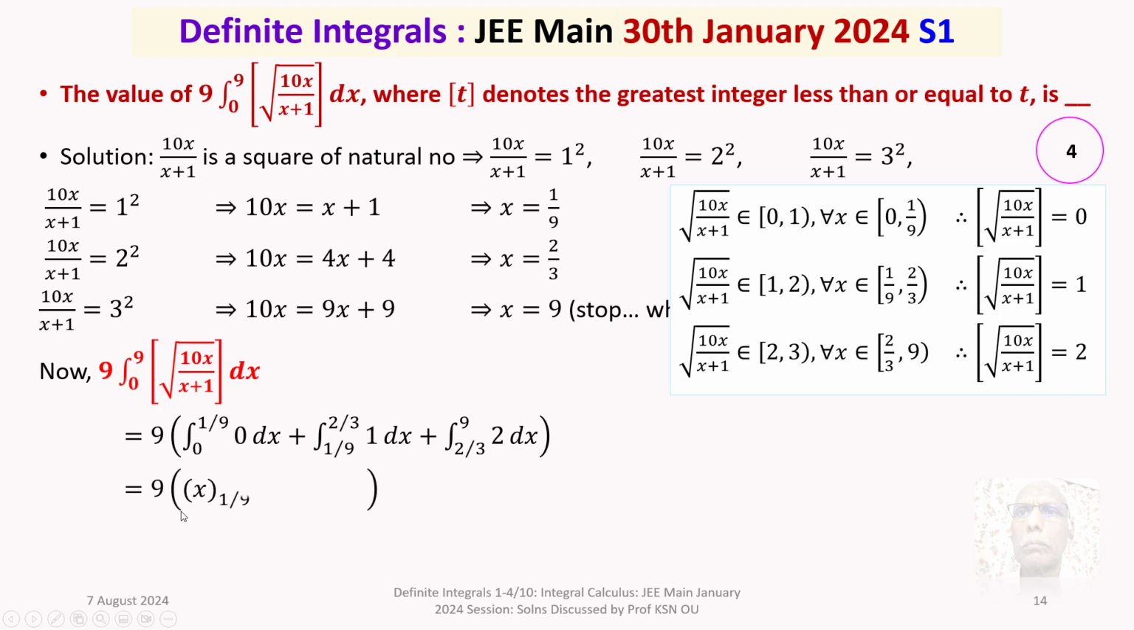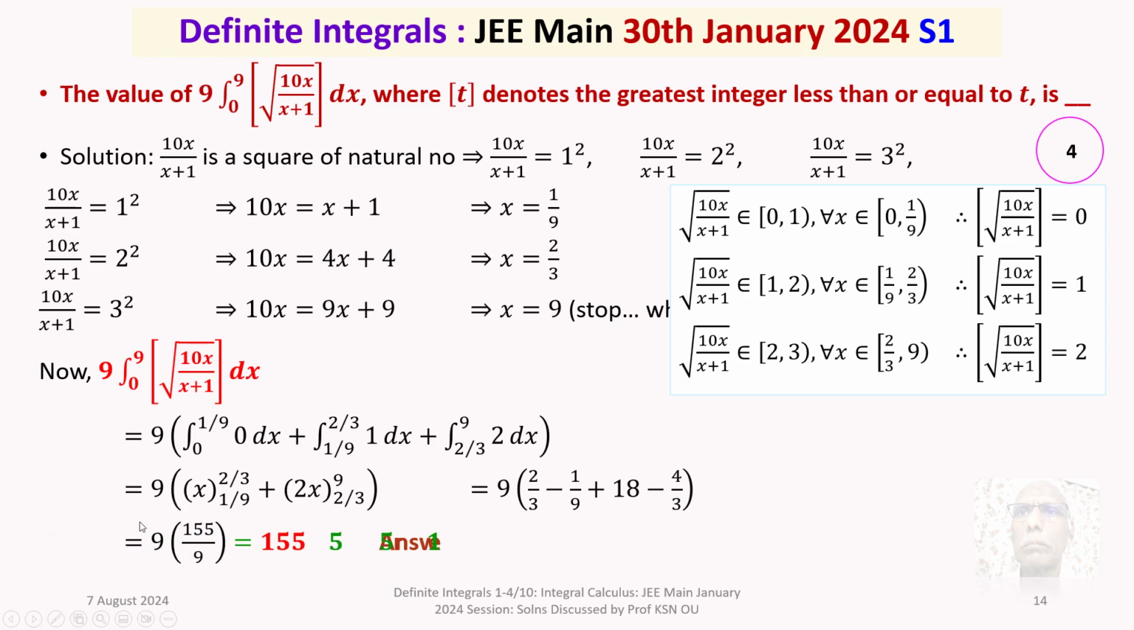So simplify. 9 times the integral of 1 dx is x under the limits 1 by 9 to 2 by 3, plus 2x, 2 by 3 to 9. Now for the upper limit 2 by 3, for the lower limit minus 1 by 9. For the upper limit 2 times 9 is 18. For the lower limit 2 times 2 by 3 is 4 by 3. Simplify. You will get 9 into 155 by 9. 9 cancels. You will get the answer 155. Thus we got the answer to this question is 155.